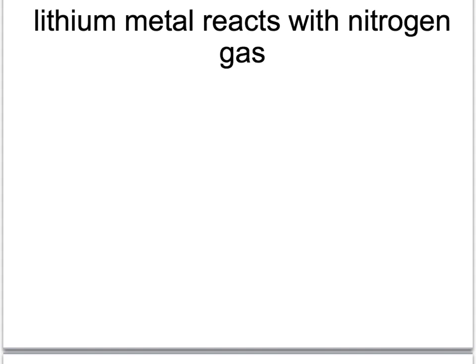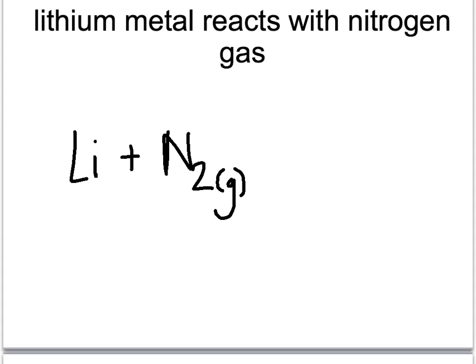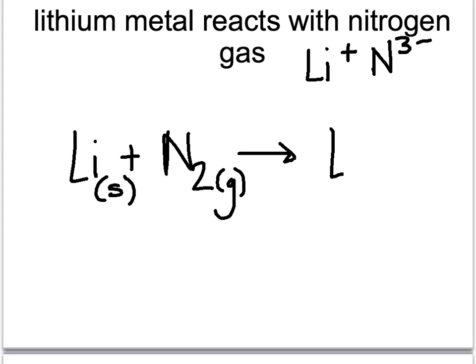So here we have lithium metal. So this is lithium plus nitrogen gas. Nitrogen's diatomic. We know that's a gas. Metal implies it's a solid. So this is going to make a binary salt. We know lithium is in group 1, so that's Li plus 1. Nitrogen has a 3 minus charge, so we can crisscross them. We get Li3N.